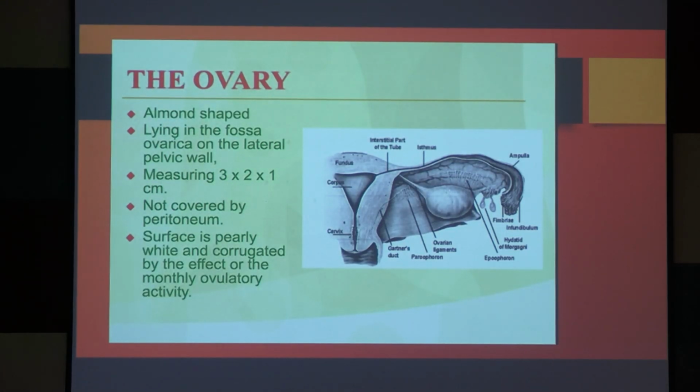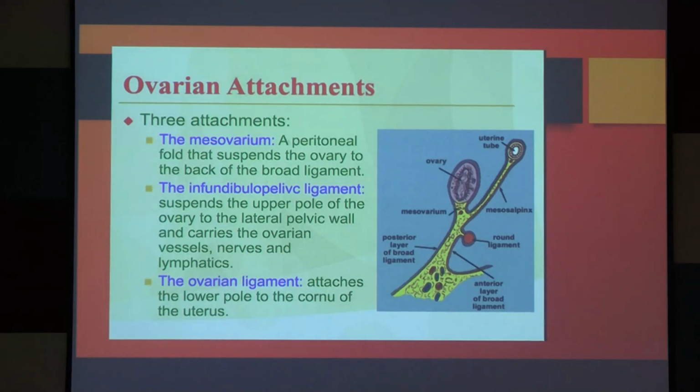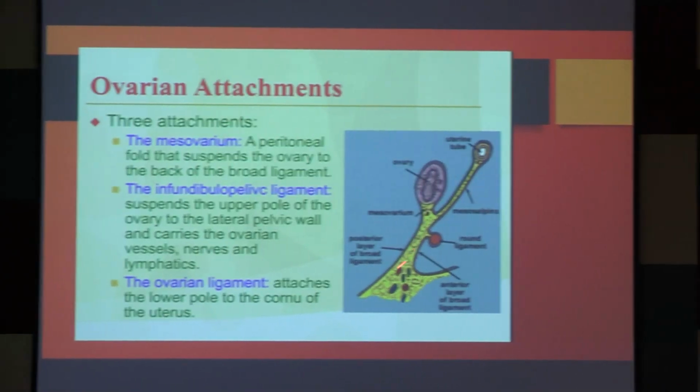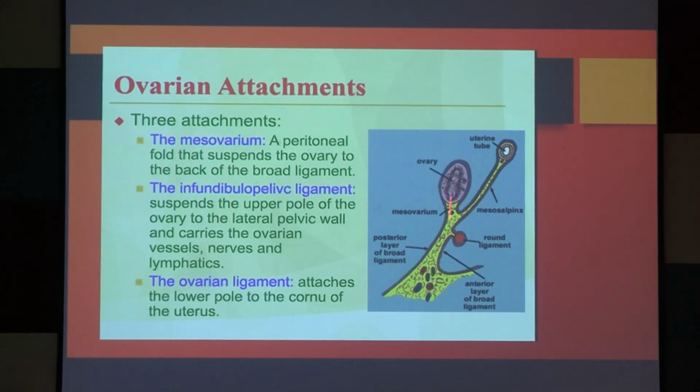The ovary is very much important. That has already been stated. The infundibulopelvic ligament, and this is the ovarian attachment. So infundibulopelvic, and here is the ovarian ligament. The mesosalpinx, and this is the round ligament. Mesovarium means the leaf of the broad ligament through which the ovarian artery and everything enters the ovary. So the anterior layer.